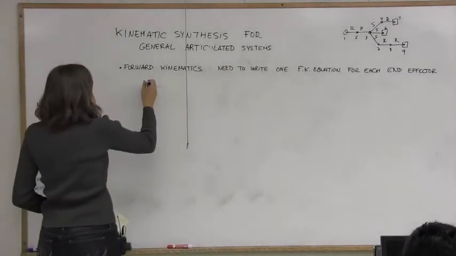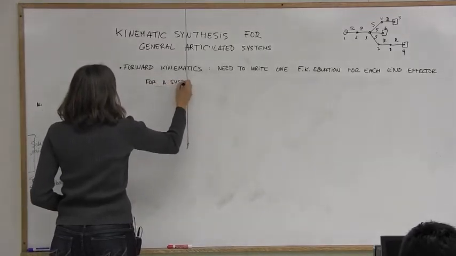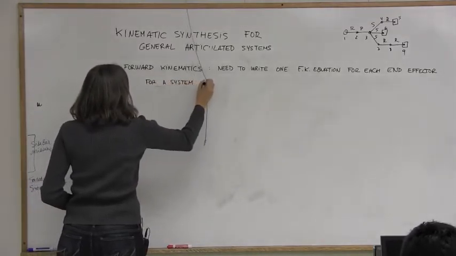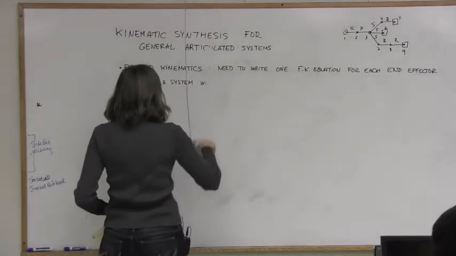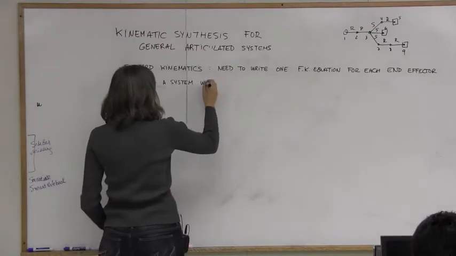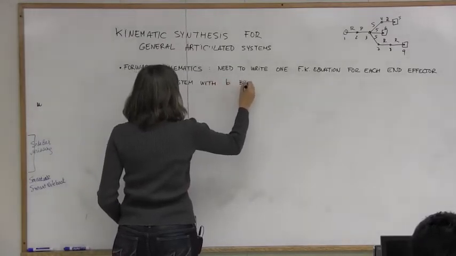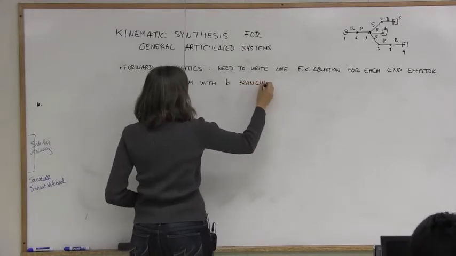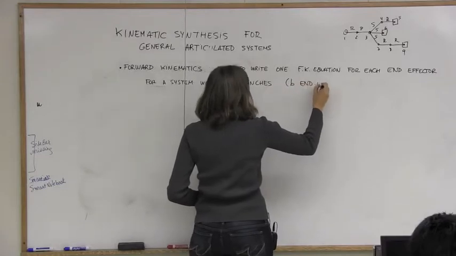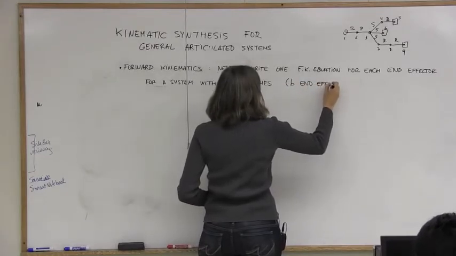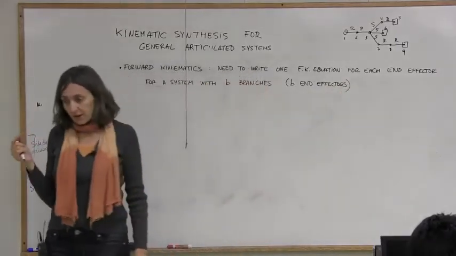So let's say that for a system with B end effectors, which means with B branches, at the end of each branch, after we do the reduction, we should have one end effector.